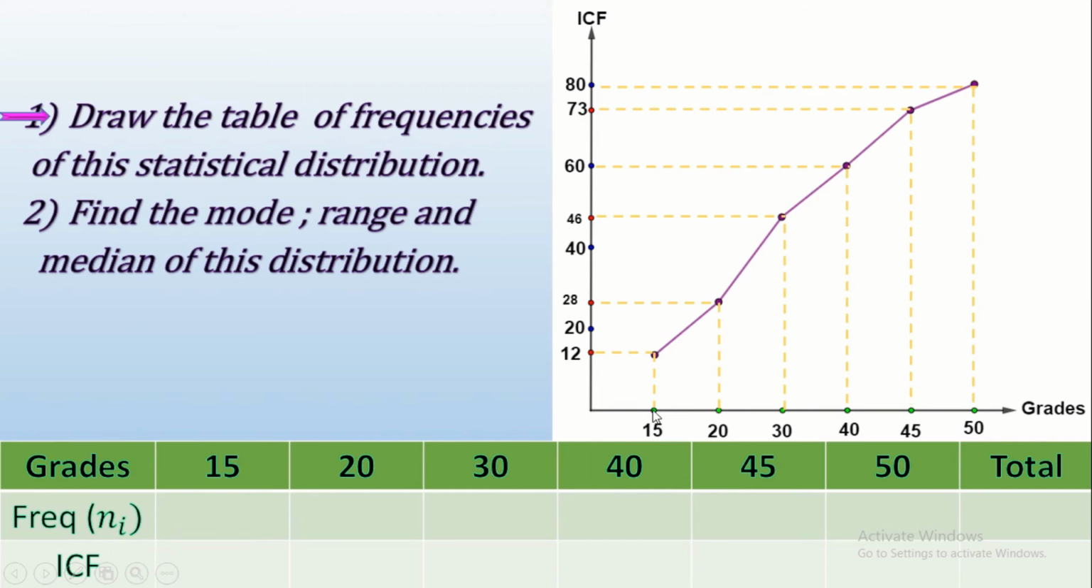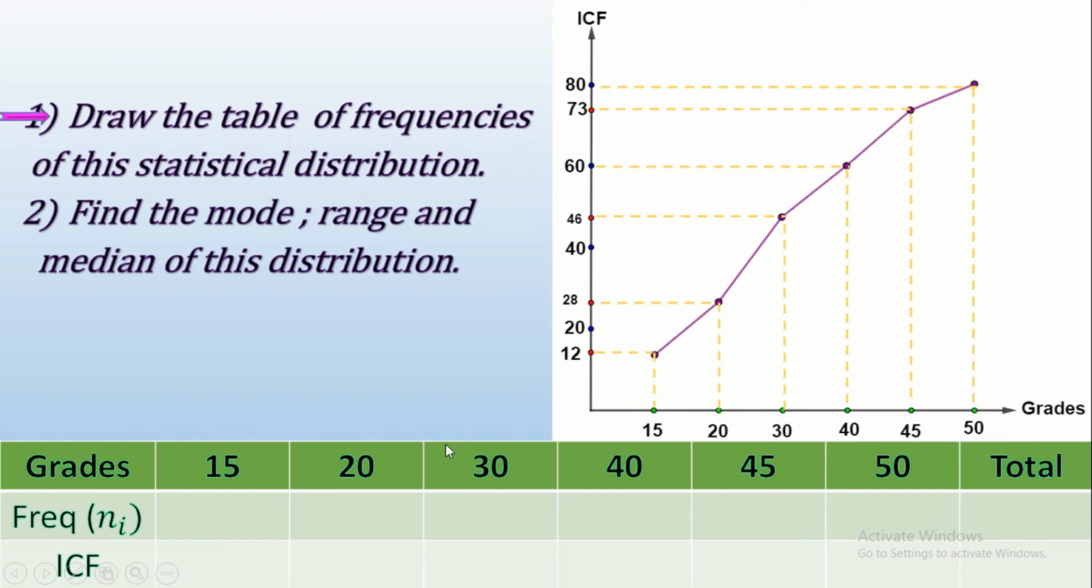Well, the ICF for 15 is 12. The ICF for 20 is 28. The ICF for 30 is 46. The ICF for 40 is here 60. The increasing cumulative frequency for 45, as you see here, is 73, and that for 50 is here 80.